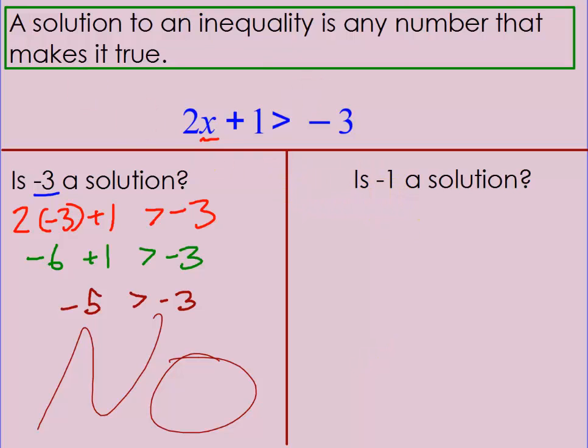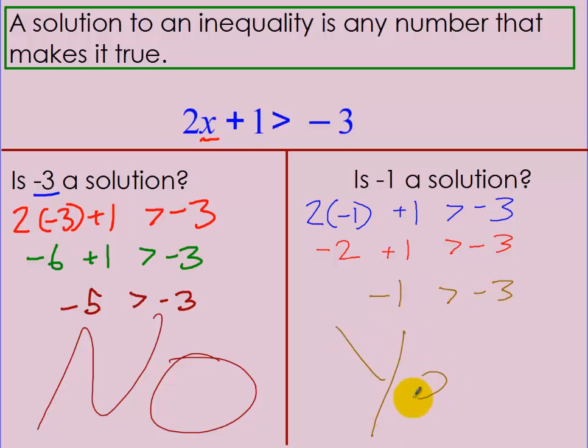Now we're going to check, is negative 1 a solution? So I'm going to plug in negative 1, so it'll be 2 times negative 1 plus 1 is greater than negative 3. If I plug in negative 1, 2 times negative 1 is negative 2, plus 1 is greater than negative 3. My next step there, combine negative 2 and 1, so that combines to negative 1 greater than negative 3. Is negative 1 greater than negative 3? Yes, it is, because negative 1 is actually a bigger number than negative 3, so that is true.